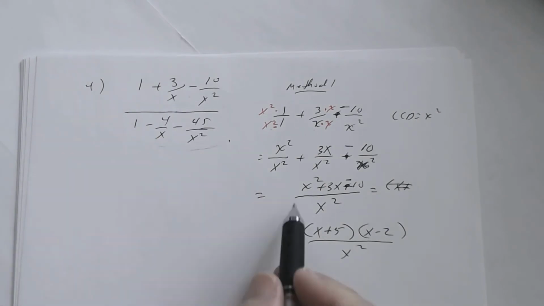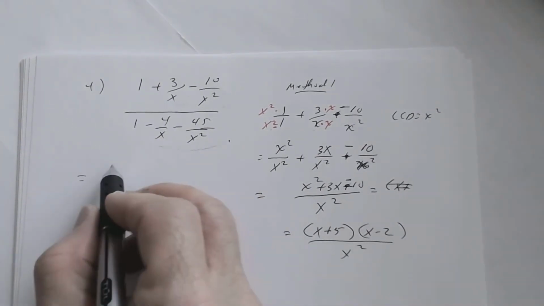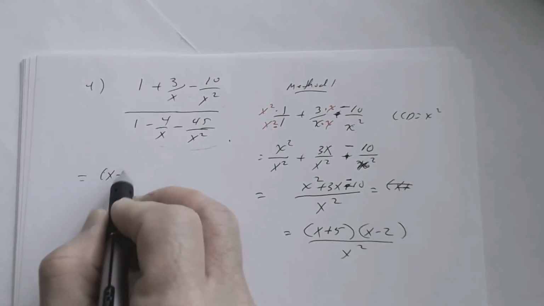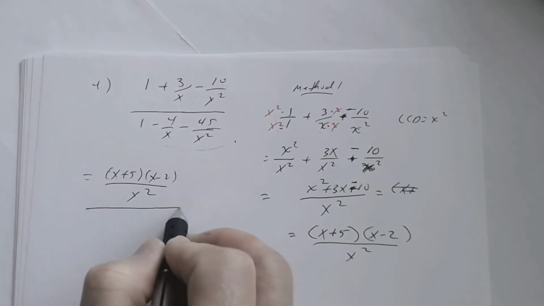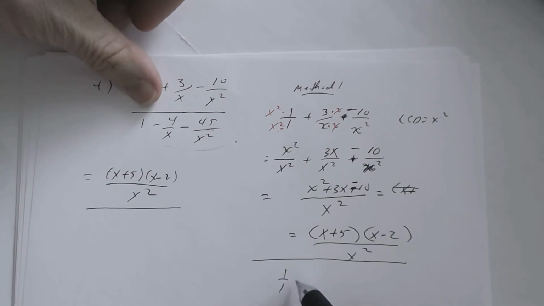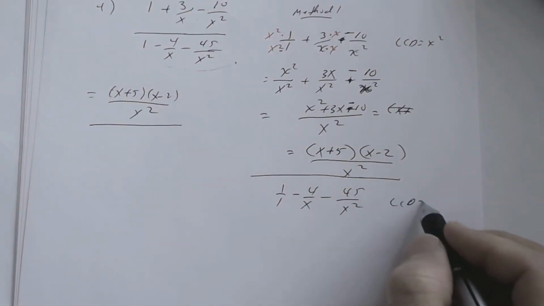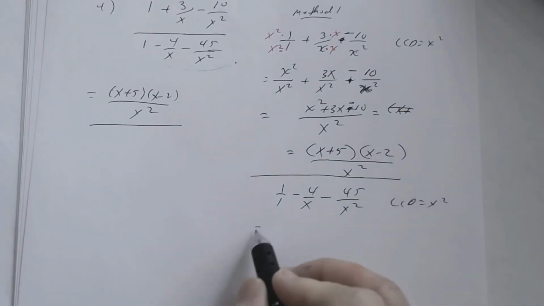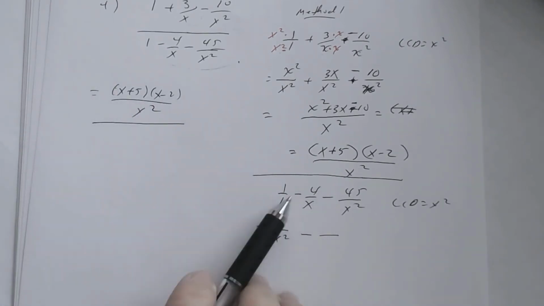So remember, at some point you're going to factor, so let's just go ahead and do it here. So I get x plus 5 times x minus 2 divided by x squared. The denominator, let's talk about that. So the denominator, you have 1 divided by 1 minus 4 divided by x minus 45 divided by x squared. And so the LCD, again, is x squared, right? And so I'm going to write 3 fractions with x squared as the denominator. Make sure I wrote this one correct this time. I did.